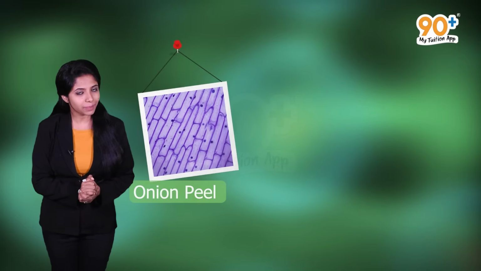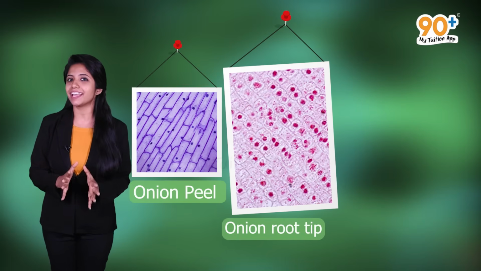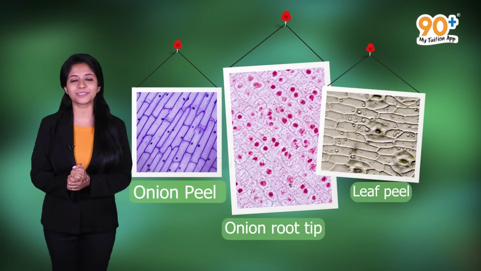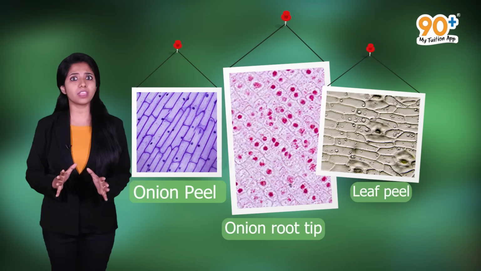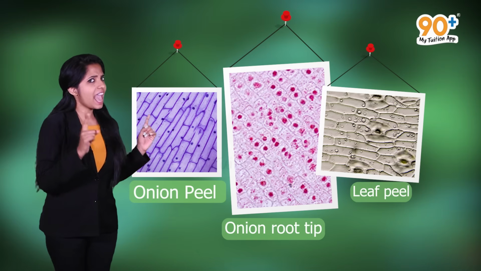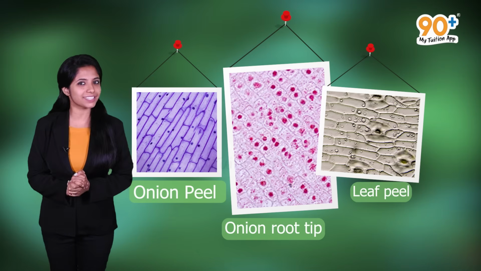Well, since we are talking about the shape of cells, we will do a fun activity. I will ask you a few questions after showing you the pictures of the cells that I saw when I observed the temporary mounds of the onion peel, the onion root tip and the leaf peel under the microscope. Well, look at them really carefully and then try to answer my questions.